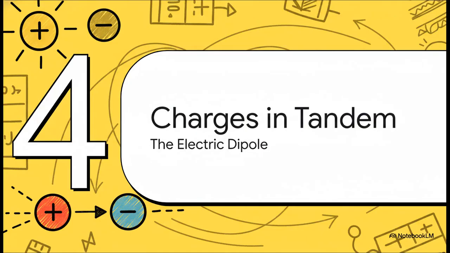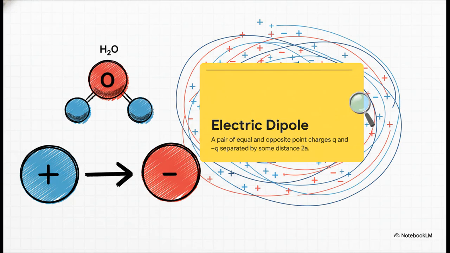Okay, so we've been talking a lot about individual charges, but in the real world, especially in chemistry and biology, they often hang out in pairs. And one of the most important pairs you'll ever see is the electric dipole. So what is a dipole? It's really just a pair of equal and opposite charges separated by a little distance. The classic example is a water molecule. It has a slightly positive side and a slightly negative side, which makes it a natural dipole. And we have a way to measure its strength and direction. We call it the dipole moment. It's basically an arrow that points from the negative end to the positive end.